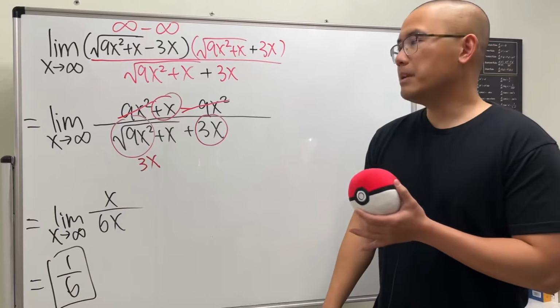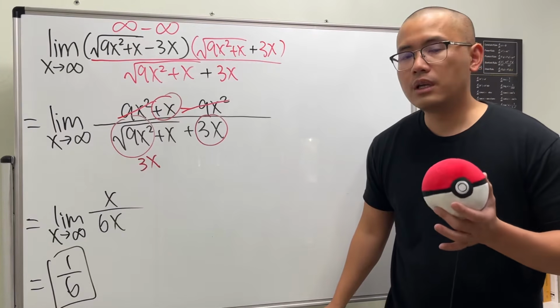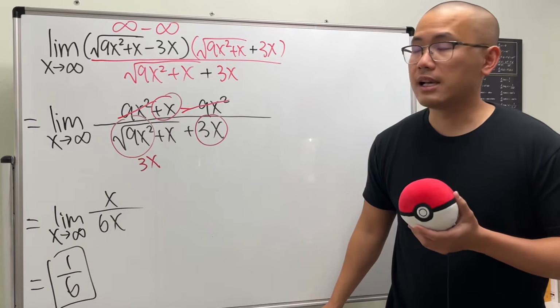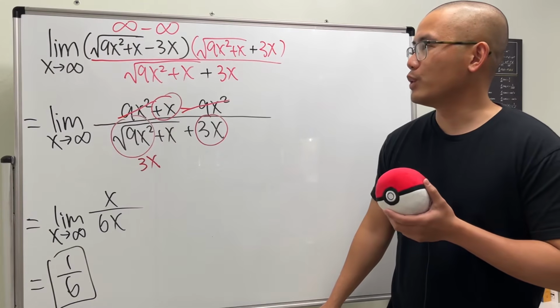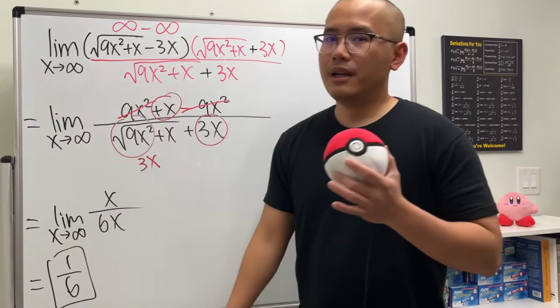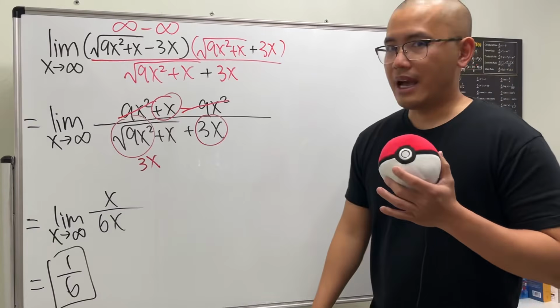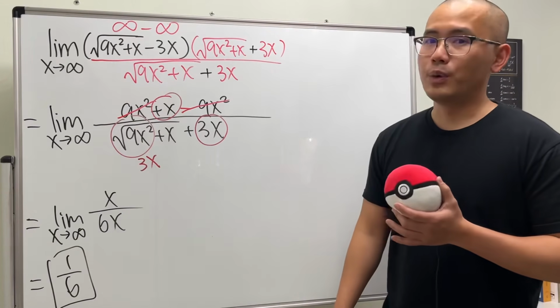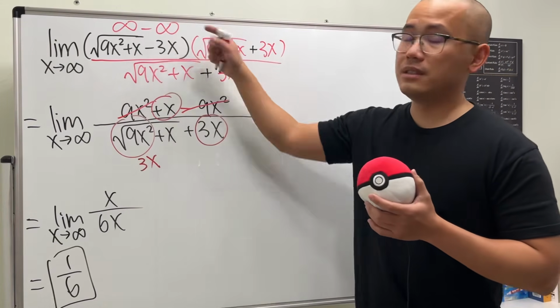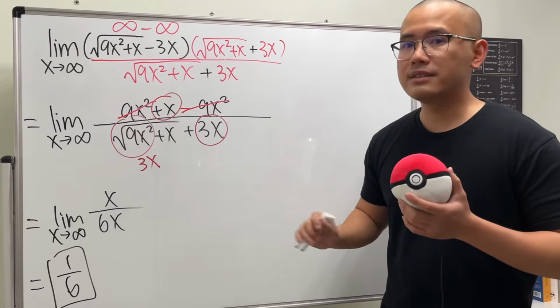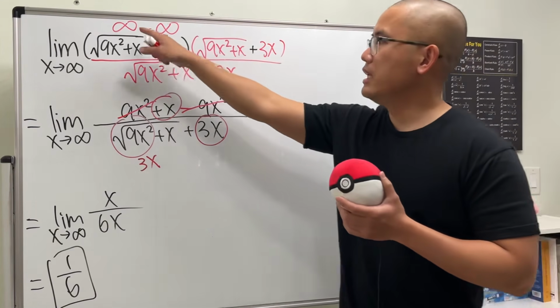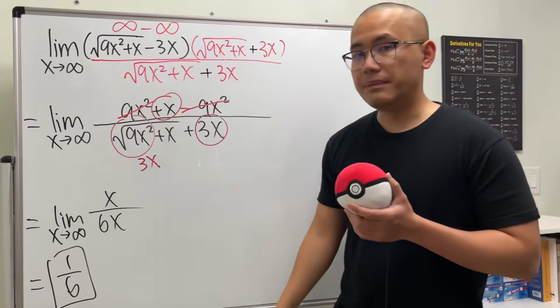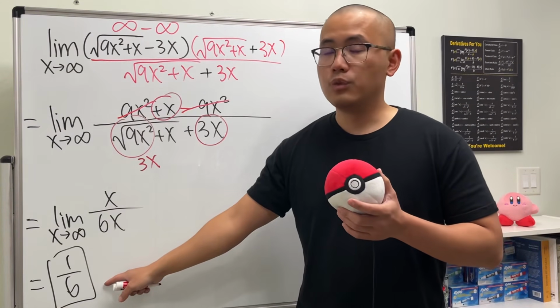Yeah, so in my opinion, this is one of the harder questions in the beginning of the Calculus 1 class, and especially when we have the infinity. Yeah, and a lot of people would like to say infinity minus infinity is equal to 0, but no, it doesn't have to be. In this case, infinity minus infinity, this limit gives us 1 over 6.